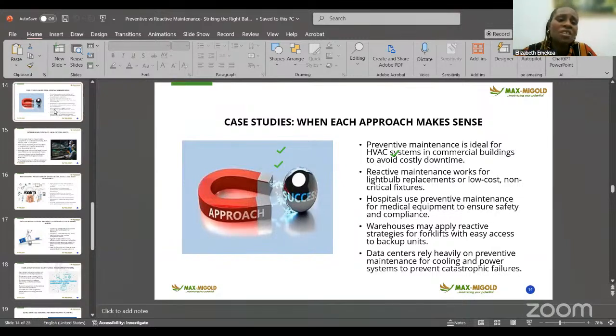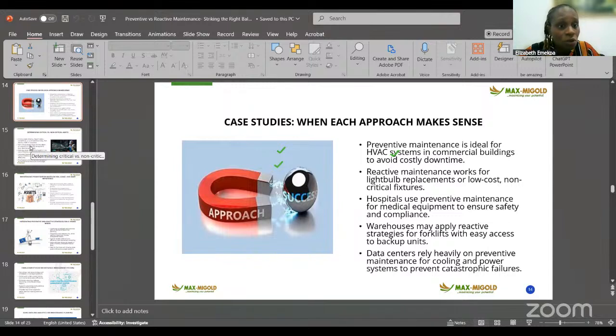These are habits we need to cultivate to keep our assets safe. It's not just doing routine checks or preventing the asset from getting bad. The safety of those assets also matters, okay? Data centers rely heavily on preventive maintenance for cooling and power systems to prevent catastrophic failure.